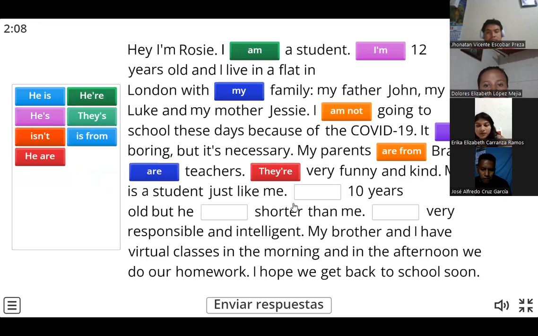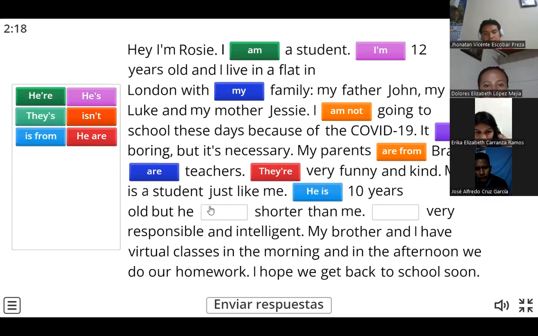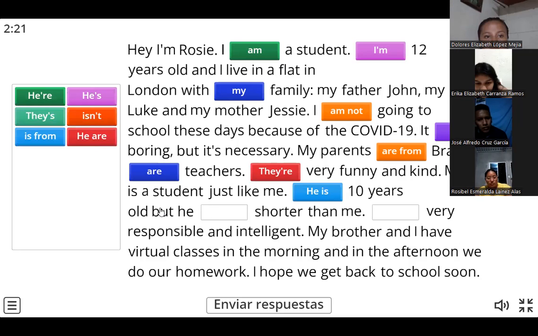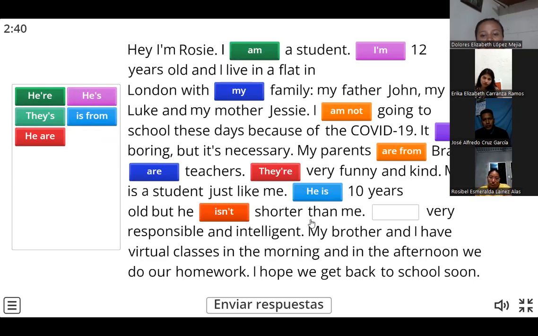My brother is a student just like me. He's 10 years old, but quiere decir pero. Entonces está diciendo como algo en contraposición. He isn't shorter than me. He's 10 years old, but he isn't shorter than me. Tiene 10 años, pero no es más pequeño que yo en estatura. Shorter, short and tall. What else? ¿De quién estamos hablando? De él. He's very responsible and intelligent.